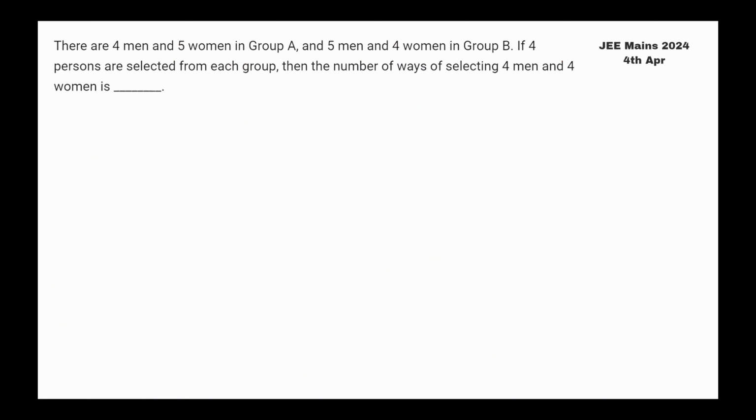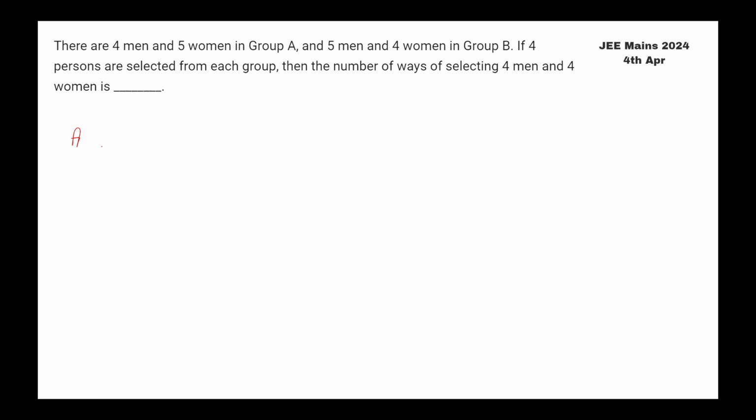Now let's look at this question. There are 4 men and 5 women in group A and 5 men and 4 women in group B. If 4 persons are selected from each group, then the number of ways of selecting 4 men and 4 women is. So first of all, let me write it down.